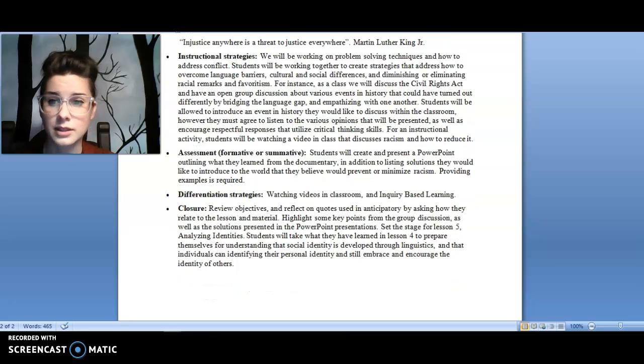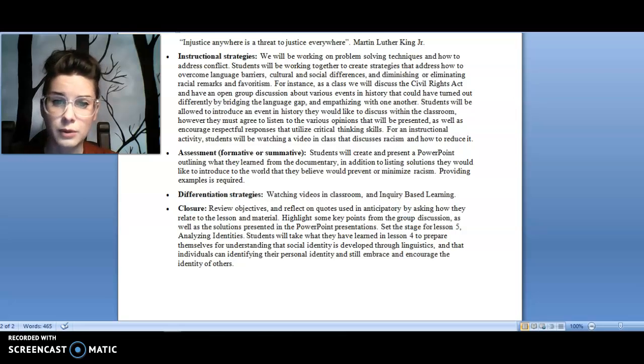I always like to set the stage for students going into the next lesson so they know, especially in a series setting, how they're going to progress into the classroom and how they're going to utilize what they're learning now and how that's going to be used in the future. So we're going to review the objectives in the classroom.